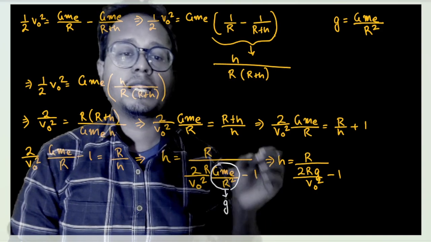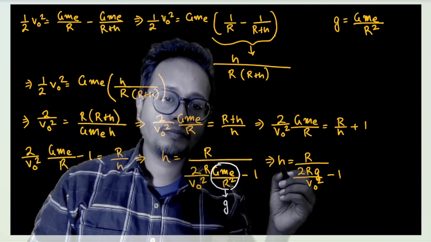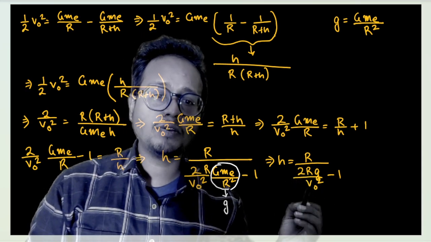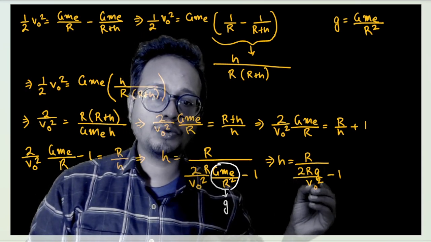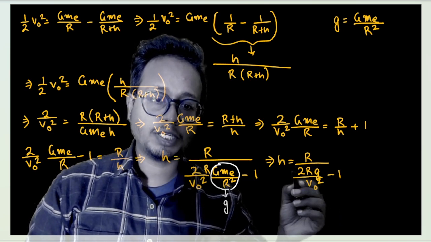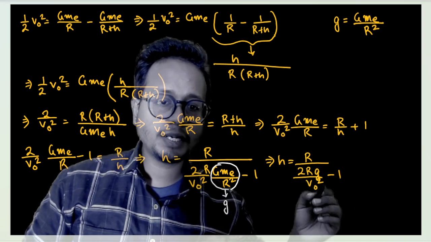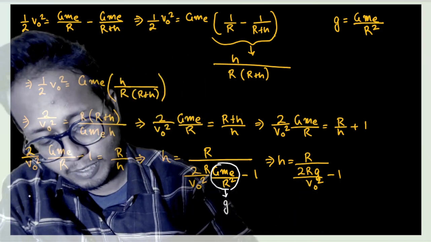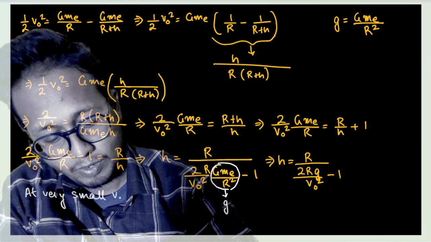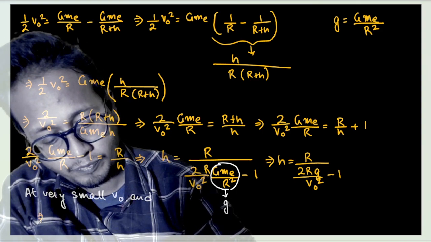Understood this much. Now check out here. When the height is very small, the value of v naught should be very small, isn't it? So when the value of v naught is very small, this term, 2rg by v naught square, becomes a very large quantity compared to 1, and we can ignore this 1, isn't it? So at very small values of v naught and h, we can ignore the value of 1.